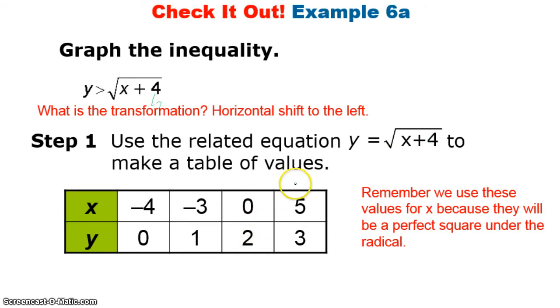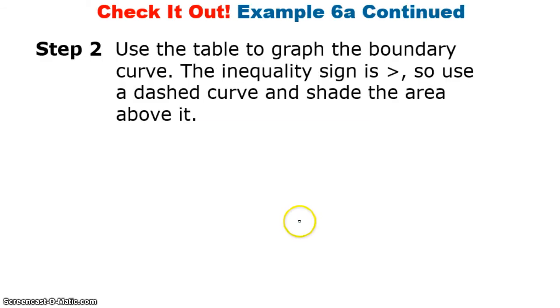My next perfect square is 9. So what does x need to be to give me a 9? And that would be our 5. 5 plus 4 is 9, and the square root of 9 is 3. So you know what your transformation is. You know that your curve is going to be shifted to the left 4, and you've got these values here to pinpoint that. And so go to your graph.